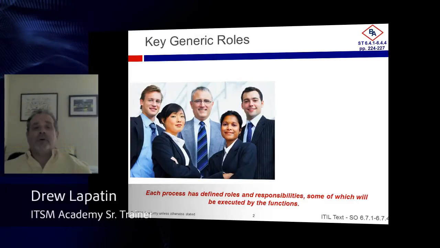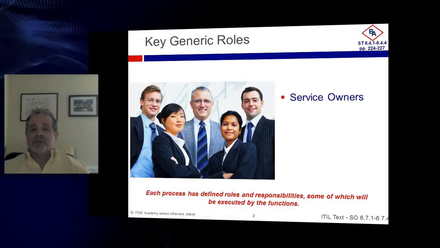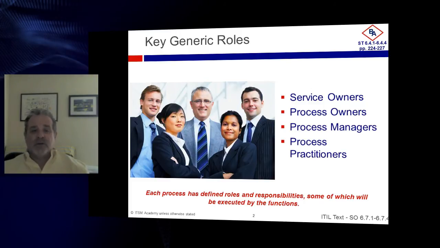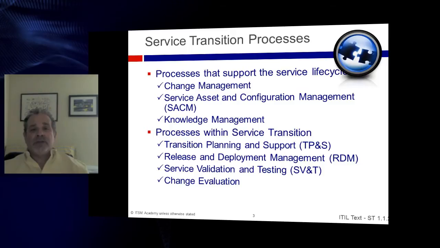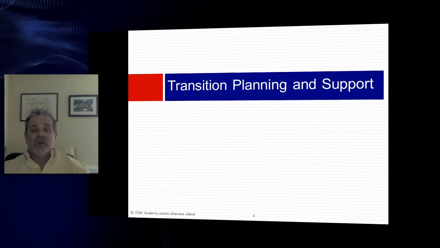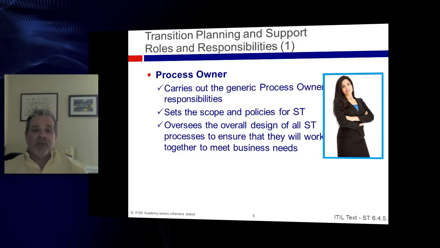In a previous video, we've already covered the key generic roles of service owners, process managers, and process practitioners. We're going to cover a number of the transition processes. They include change management, service asset and configuration management, transition planning and support, release and deployment, service validation and testing, and change evaluation. So transition planning and support has a process owner, and again, they carry out those generic process owner responsibilities. They set that overall scope and policies for service transition that all of the other processes are going to follow.